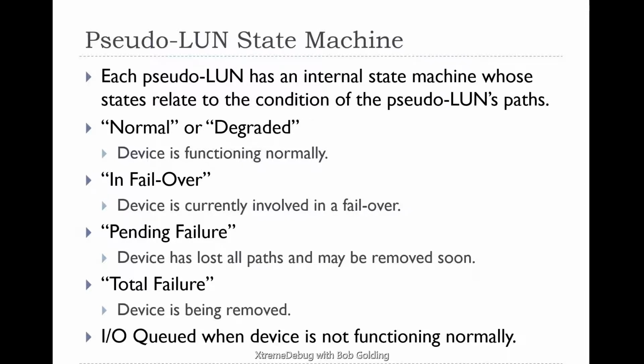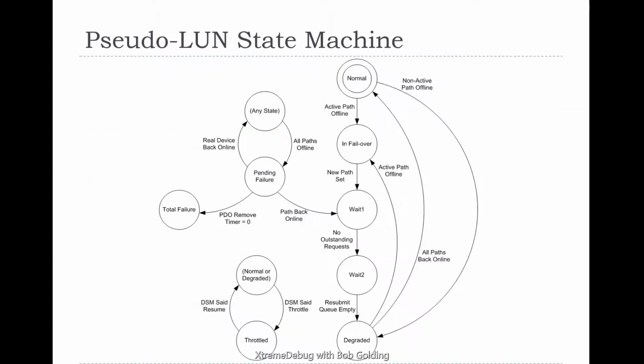In failover is the state where we're currently involved in the failover. Pending failure is when the device has lost all paths and may be removed soon, and then from pending failure, if paths don't get restored, you go to total failure and the Pseudo-LUN is removed. And the I/O is queued when the device is not functioning normally, and depending on whether all the requests are failed, it depends on if you go from pending failure to total failure, or if the paths get restored and I/O can resume. This is a picture of the Pseudo-LUN state machine.